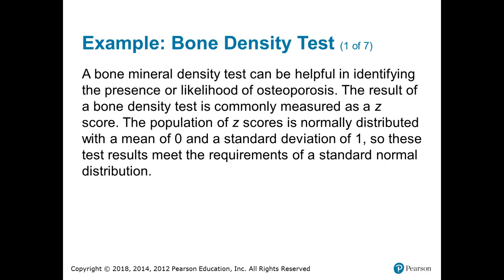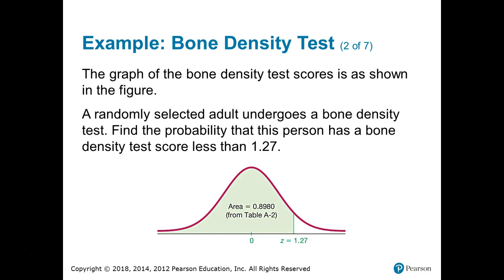So a bone mineral density test can be helpful in identifying the presence or likelihood of osteoporosis. The result of a bone density test is commonly measured as a z-score. The population of z-scores is normally distributed with a mean of 0 and a standard deviation of 1. So these meet the requirements of a standard normal distribution. Okay, the graph of the bone density test is as shown in the figure. A randomly selected adult undergoes a bone density test. Find the probability that this person has a bone density test score less than 1.27.